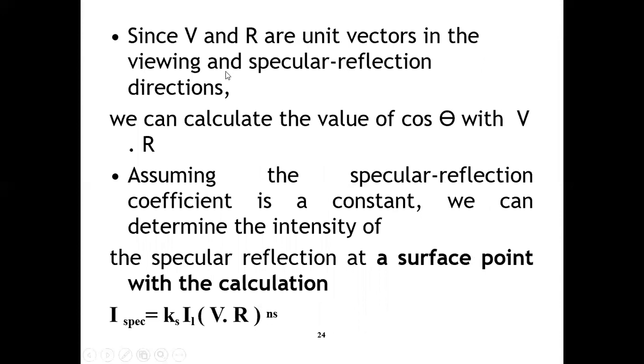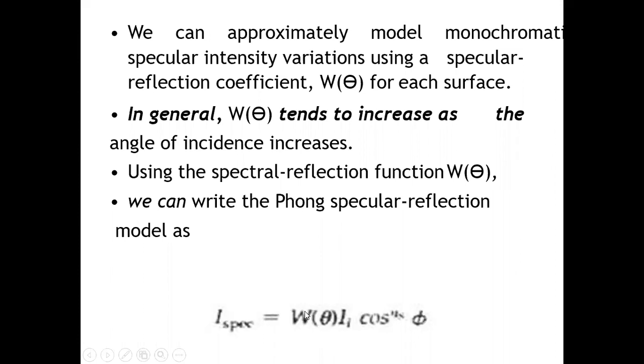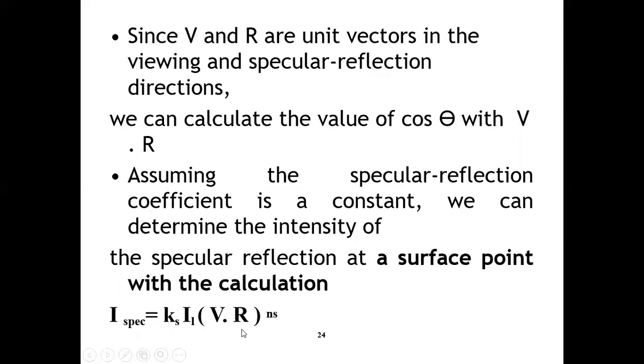Since V and R are the unit vectors in the viewing and specular reflection directions, we can calculate the value of cos phi with the dot product V dot R. Assuming that the specular reflection coefficient is a constant, we can determine the intensity of the specular reflection at a surface point using the formula I spec is equal to Ks into IL into (V dot R) to the power of ns. Here the cos of the angle phi is replaced with the dot product of the viewing and specular reflection directions.